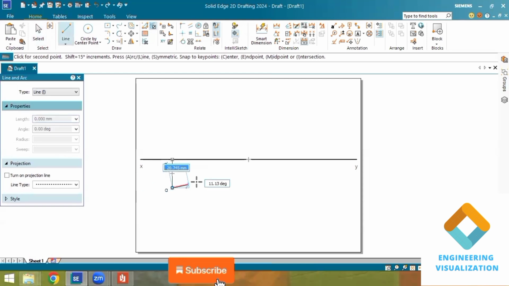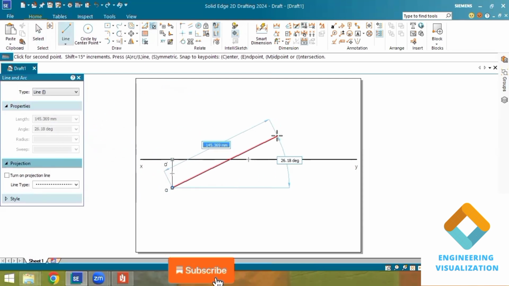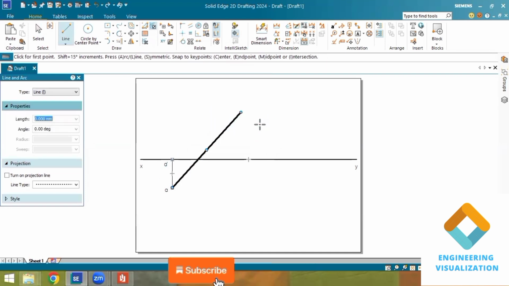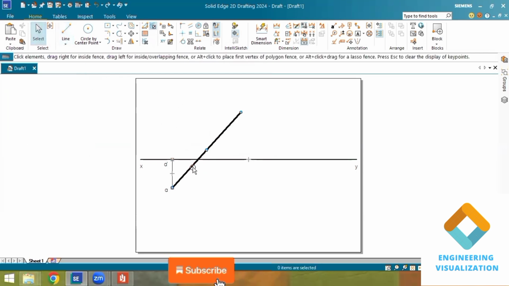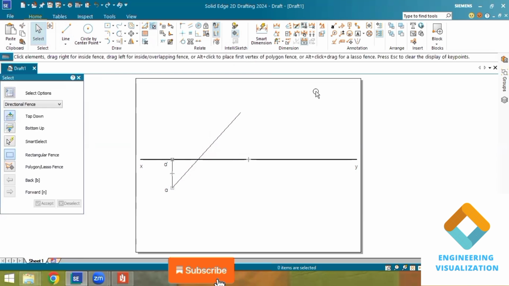From the top view I'll be drawing an angled line of length 45. Here we can draw it randomly and then change the angle. So first I'm drawing one line. Then I can change the thickness. Select the line and select its thickness as 0.13. Now here I'll change the angle.